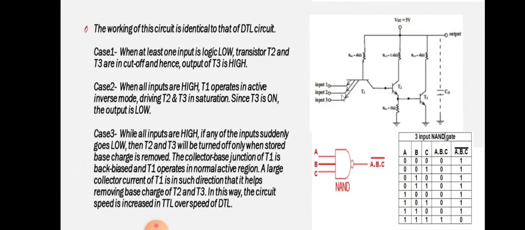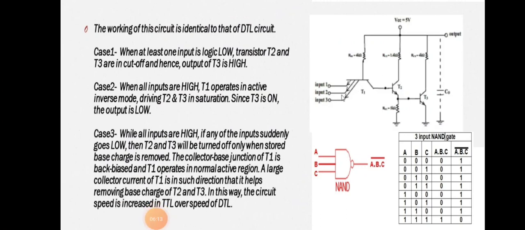The working of this circuit. Now we will see the working of the TTL. There are 3 cases. First case is when at least one input is low, transistor T2 and T3 are in cut off.